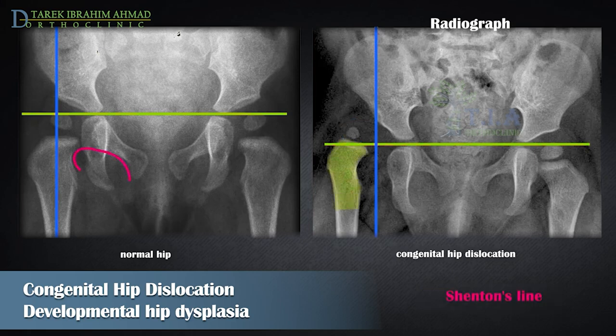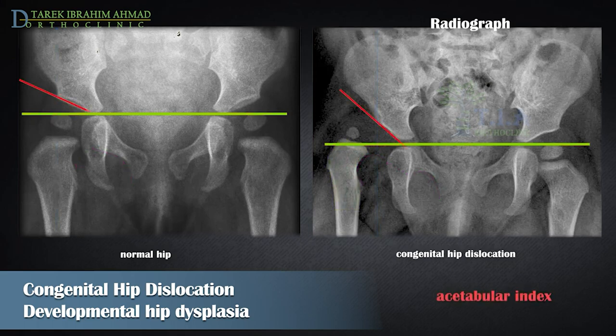Shenton line is an imaginary curved line drawn along the inferior border of the superior pubic ramus and along the inferomedial border of the neck of femur. This line should be continuous and smooth. Interruption of the Shenton line can indicate developmental dysplasia of the hip.